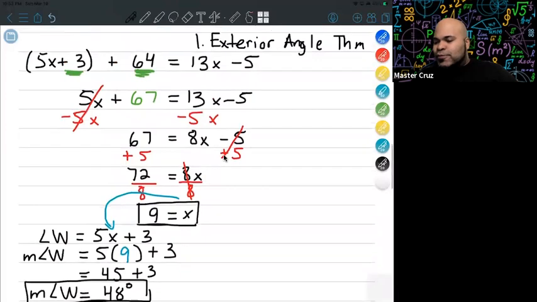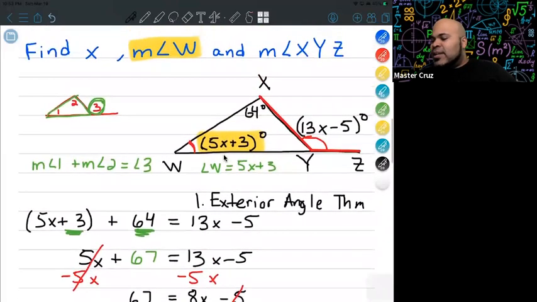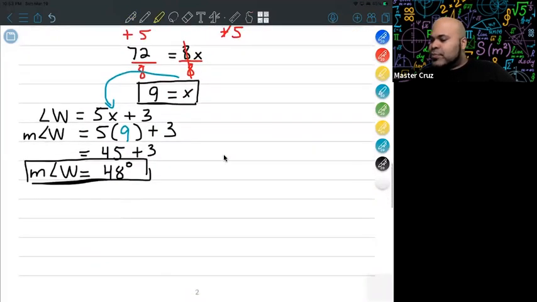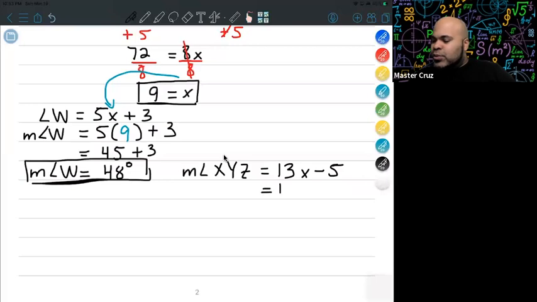And you guessed it, to find the measurement of 13x minus 5 is actually the same procedure. That's the highlighter. 13x minus 5 is the same thing, right? So the measurement of angle XYZ is going to be equal to 13x minus 5, which equals 13, but instead of x, we open a parentheses. And again, we said that x equals 9, so we're going to plug in 9 from here. That's where I'm getting it from.